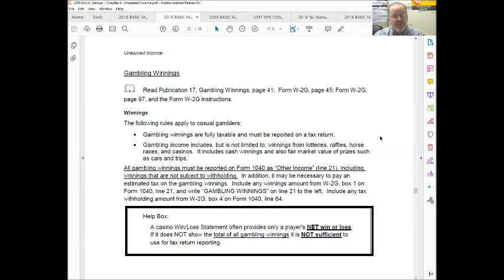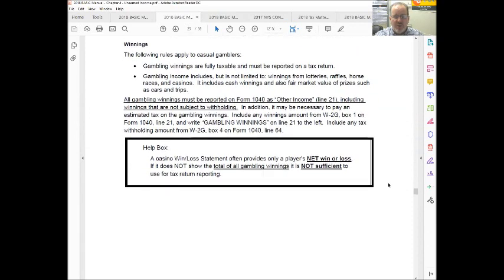Basically, if you're somebody that's a regular gambler, you have to show, I went to the casino with $200 in my pocket, I won $400, but I lost $600, okay? So you have to have a journal. You can't just do these win-loss statements. Used to be that you could use those, but they've kind of cracked down on those.